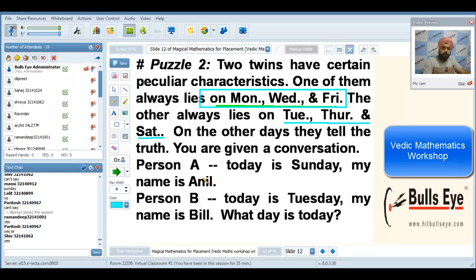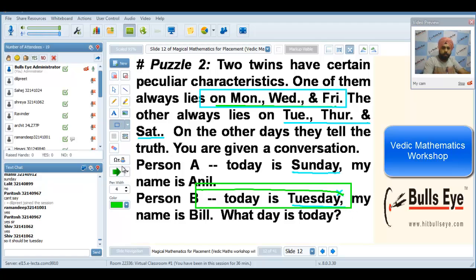Now, if we take person A to be speaking the truth here, that it's a Sunday, then even the second person would have said that it's a Sunday. But he is not saying that. So that means it is not a Sunday. If it is not a Sunday, this means person A is lying. If person A is lying, then the other person must be speaking the truth. So if person A is lying and the other is speaking the truth, and he says it's a Tuesday, which day will it actually be, students? Now, because the other person is saying it's a Tuesday, it will be a Tuesday. So the answer happens to be Tuesday.